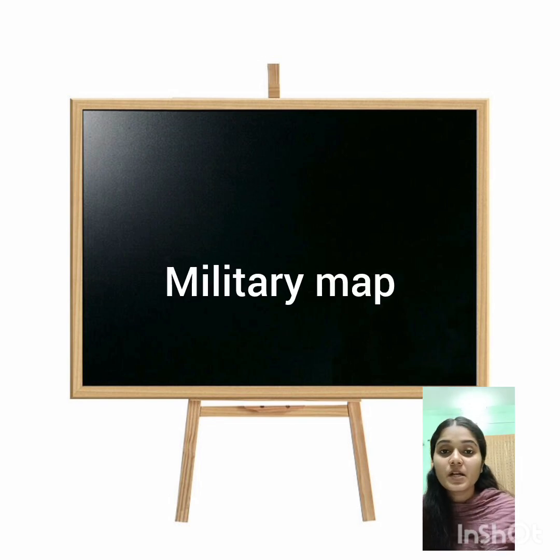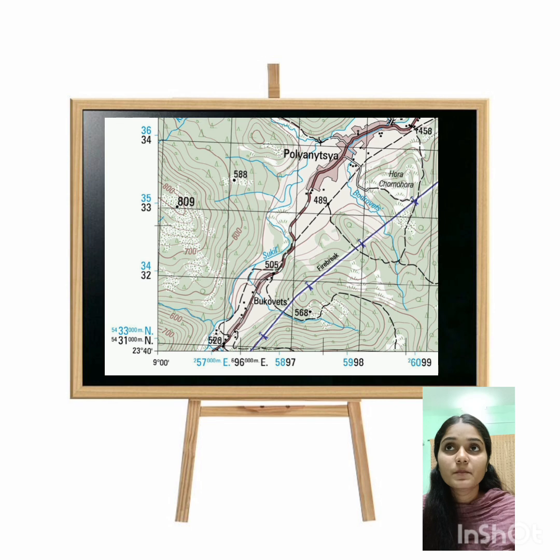Okay, the fifth one is military map. So the military map is basically used by army men or military persons, and from this map itself you can understand that it is hard to understand what this map shows. Only those military persons can understand this. A commoner will be having difficulty in understanding this map.